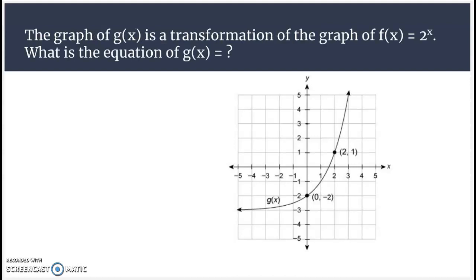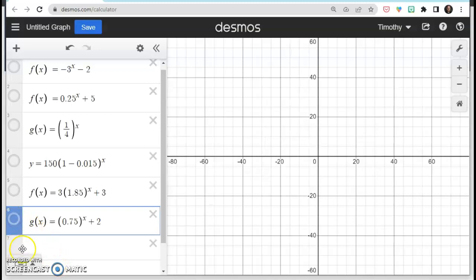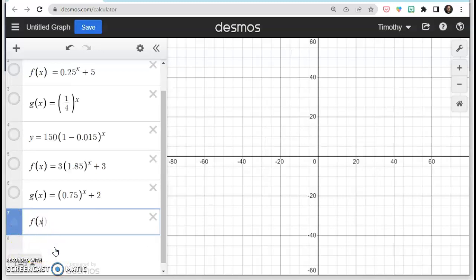All right, and then the last few here, we already have the graphs given to us. The graph of g of x is a transformation of the graph of f of x equals 2 to the x power. What is the equation? Well, it may help to look at f of x equals 2 to the x. Let's go back to Desmos. Put that equation in. F of x equals, what was it, 2 to the power of x.